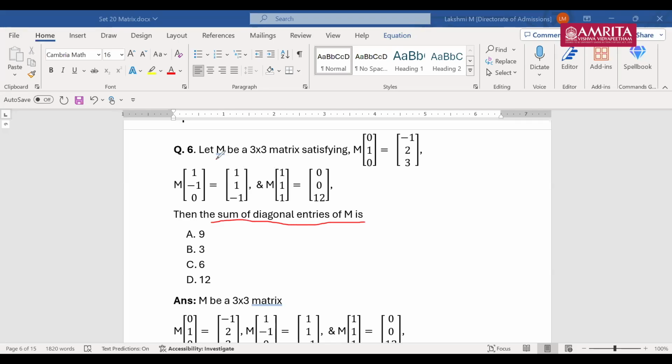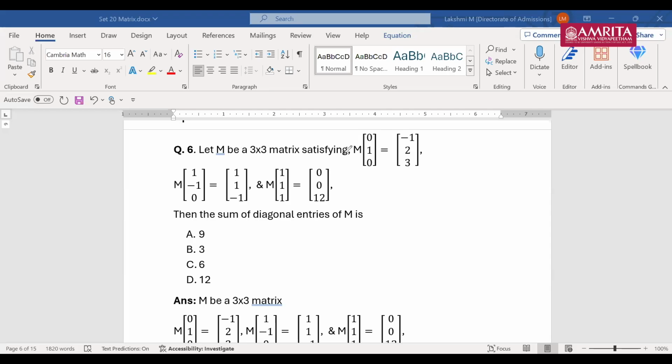So initially what you have to find? M, which is a 3 by 3 matrix. Then you have to take the diagonal elements and find the sum of it. Whether it's 9, 3, 6 or 12, that's what the question is. So assume M as something like A, B, C, D, E, F. Solve for all these three. You'll get different equations with different unknowns. Solve for all of them and you'll get individual values. Substitute those values in the 3 by 3 matrix of M. Find the diagonal elements and add them.